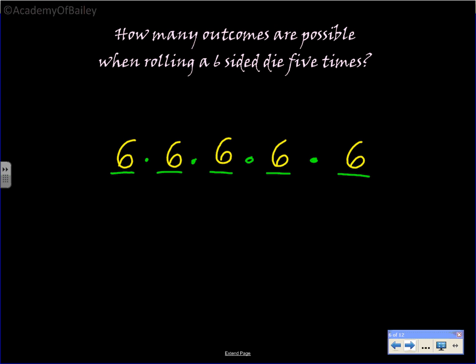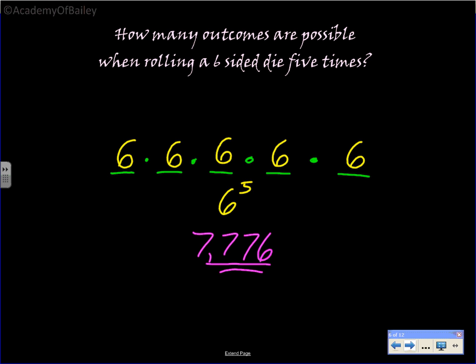And so that's what we have. 6 times 6 times 6 times 6 times 6. And if you want to type it into your calculator quickly, we know that that is 6 to the 5th power. And 6 to the 5th power is 7,776. So there's 7,776 different outcomes when rolling a number cube, a 6-sided number cube, 5 times.